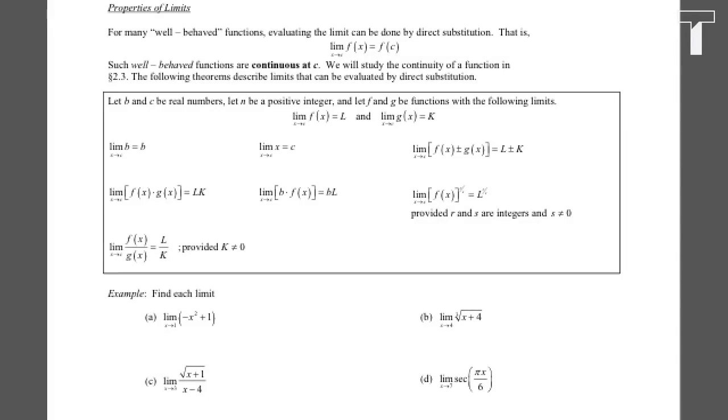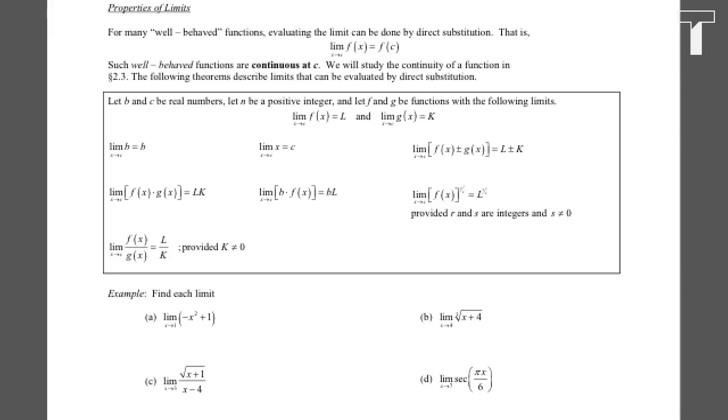Let's talk about a few examples from page 3 of your notes handout. Basically what the top of this page says is that as long as the algebra doesn't go wrong, you can evaluate limits by simply using substitution.